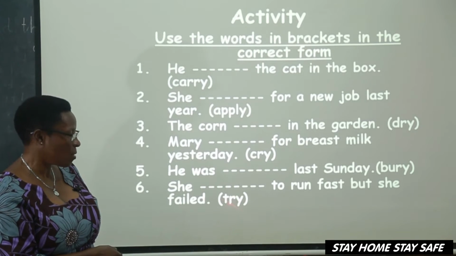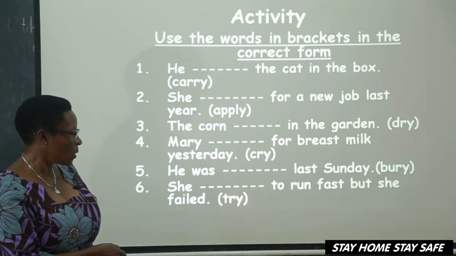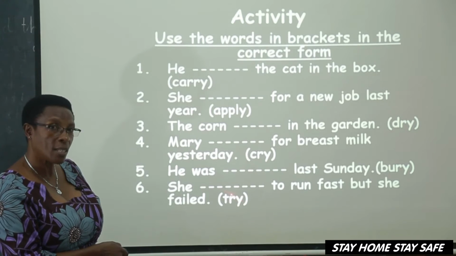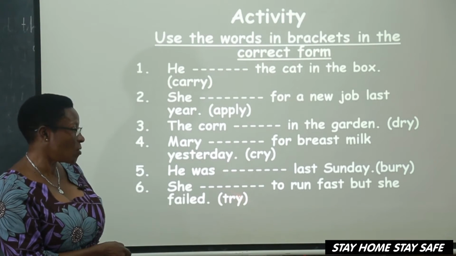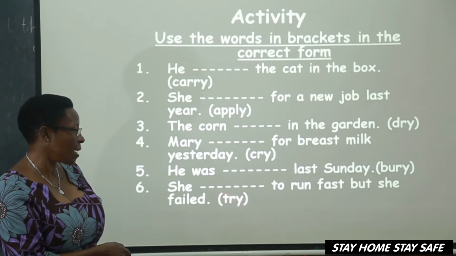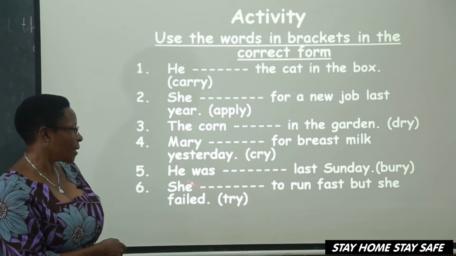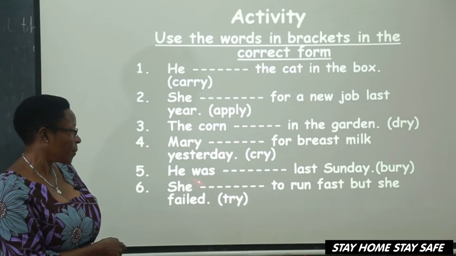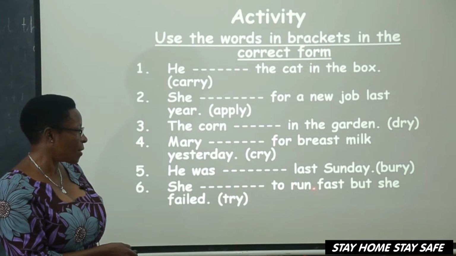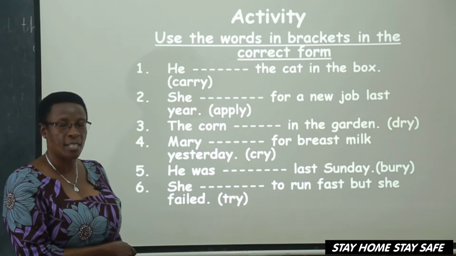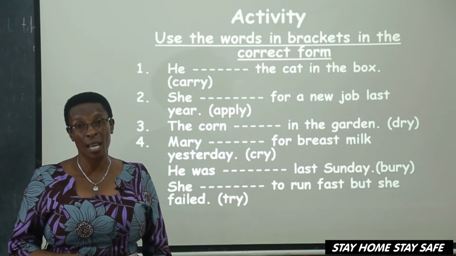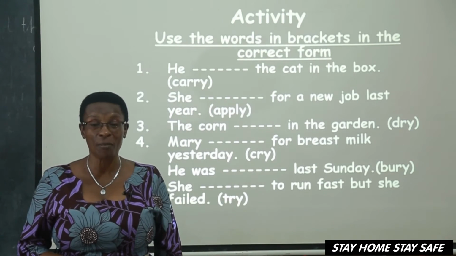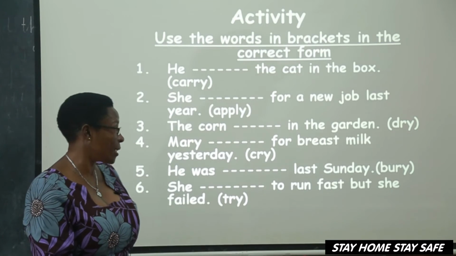She dashed to run fast, but she failed. What is the word? Try. What do we do to the Y? We remove it, replace it with I, then ed, and the word is tried. Tried. T-R-I-E-D. Let's read the sentence together. She tried to run fast, but she failed. That was the simple exercise that I gave you last time, and I hope you have done it very well. Good children have done it.